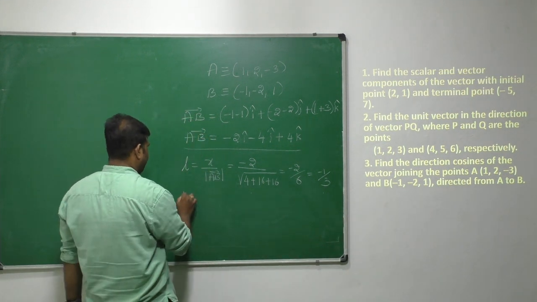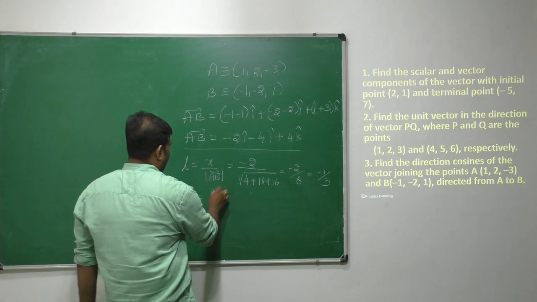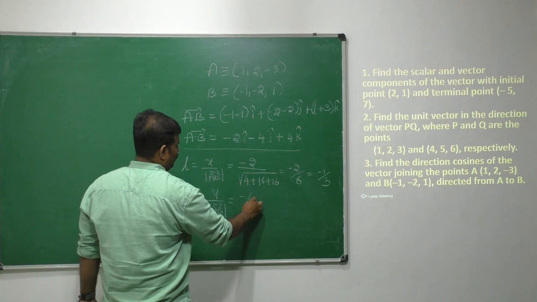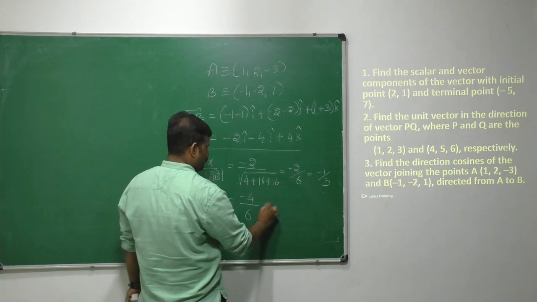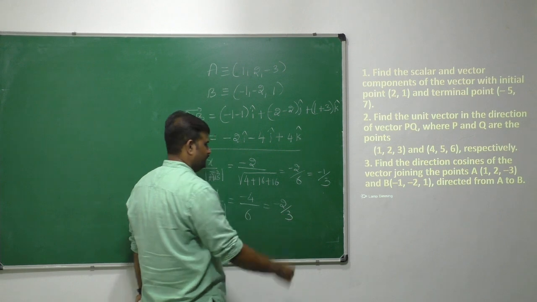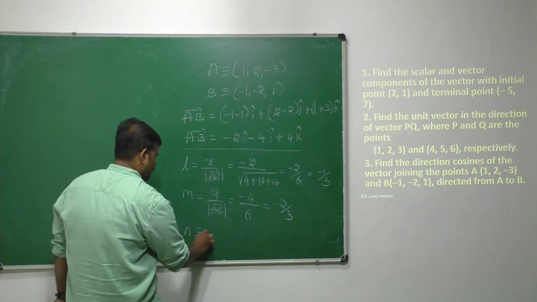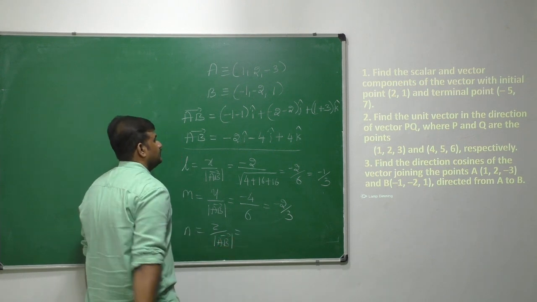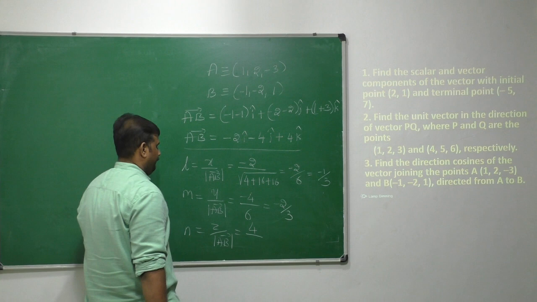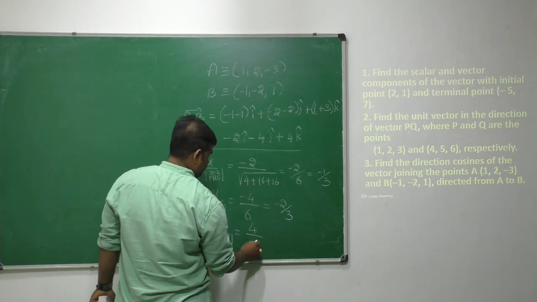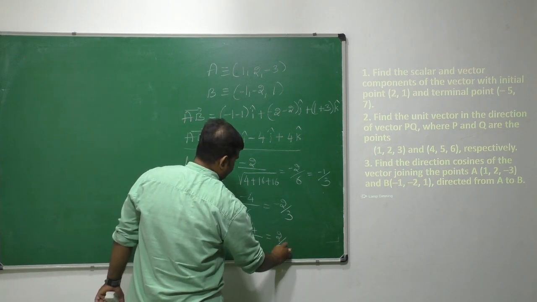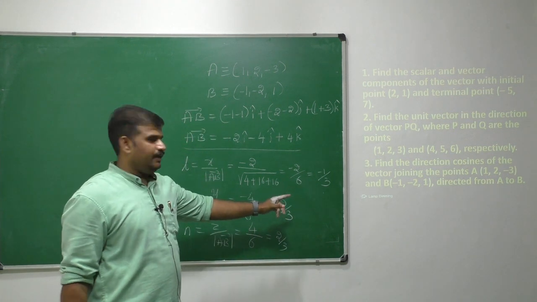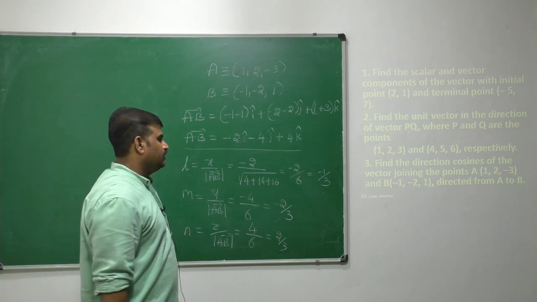Then what is m? y by magnitude of vector AB. y is minus 4 and the magnitude is 6, so clearly it is minus 2 by 3. And what is n? It is z by magnitude of vector AB. z is 4, the magnitude is 6, so it is 2 by 3. So the direction cosines are minus 1 by 3, minus 2 by 3 and 2 by 3.